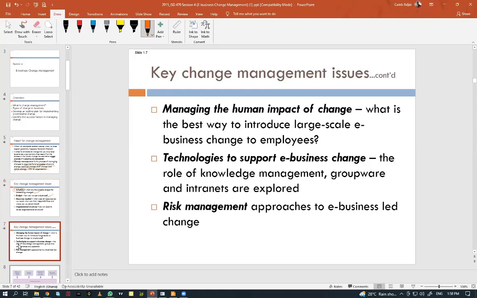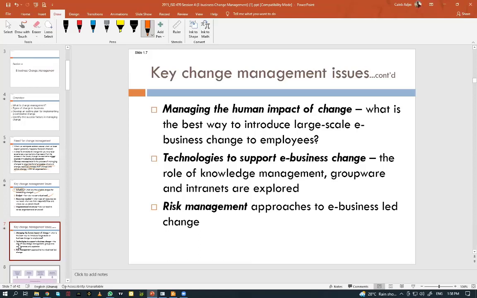Then the next one, we need to also manage the human impact of the change. What is the best way to introduce a large-scale e-business change to employees so that they will agree, go along with you, and support whatever system you want to introduce? Else, they will fight it. They will fight it.